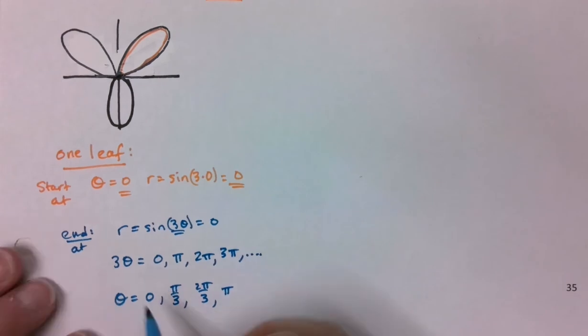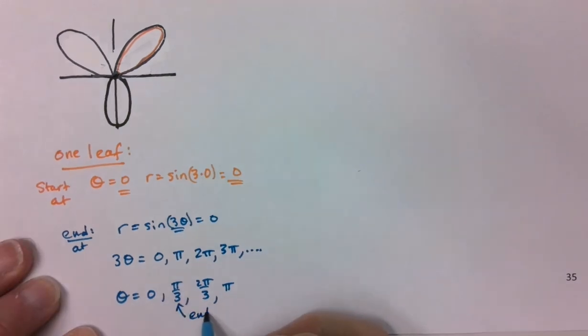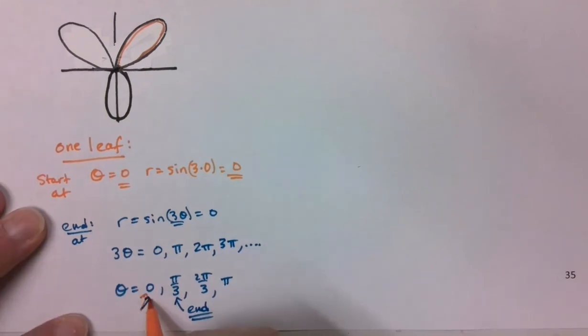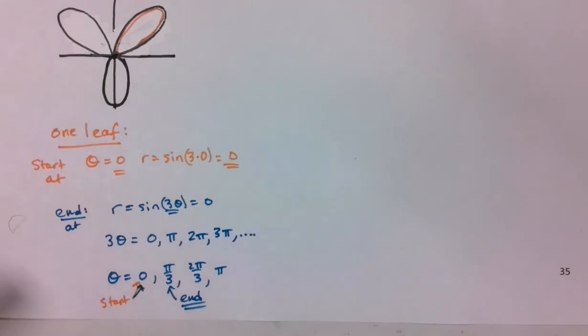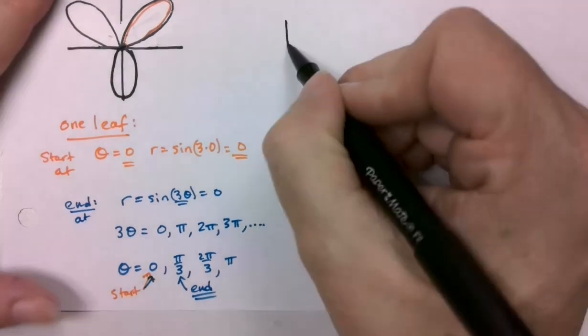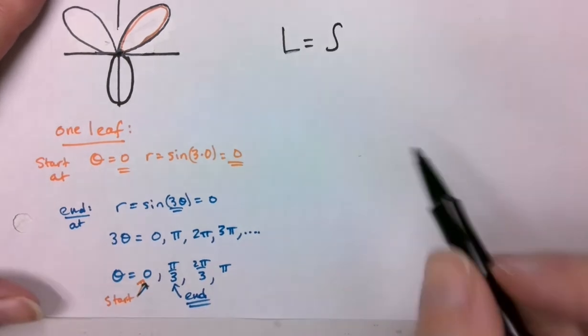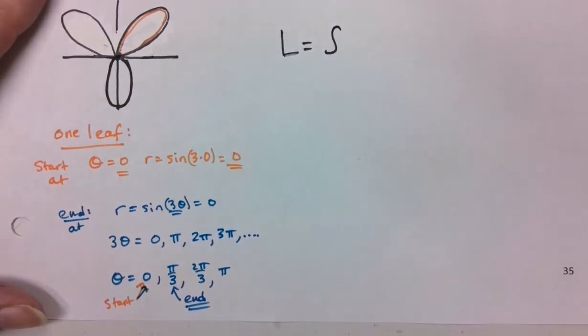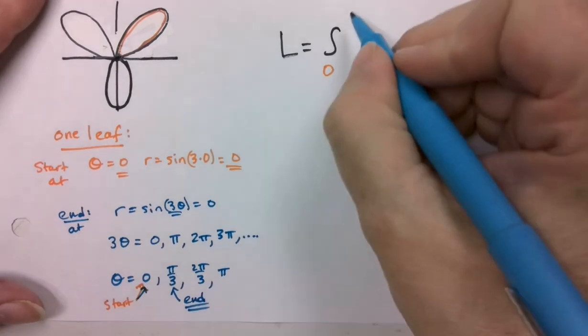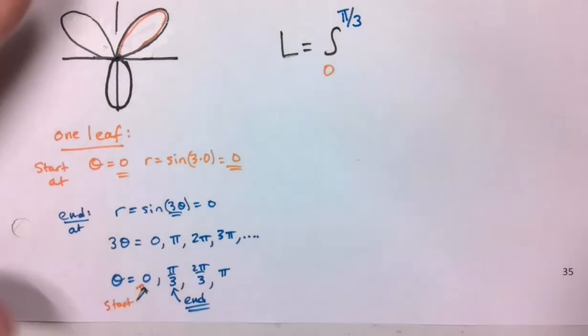Obviously, the one I'm going to use is right here. So that's my end right there, and for the record, that's my start right here. All of that was just to come up with the limits for my integration. So for alpha to beta, I'm going to go from 0, which is the start of my flower, to pi over 3, which is the end of one of my petals.